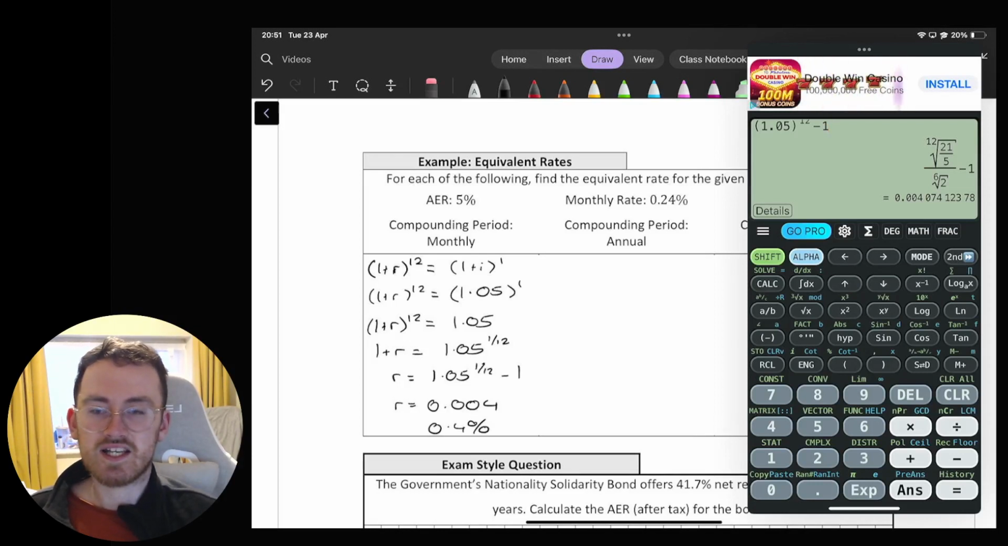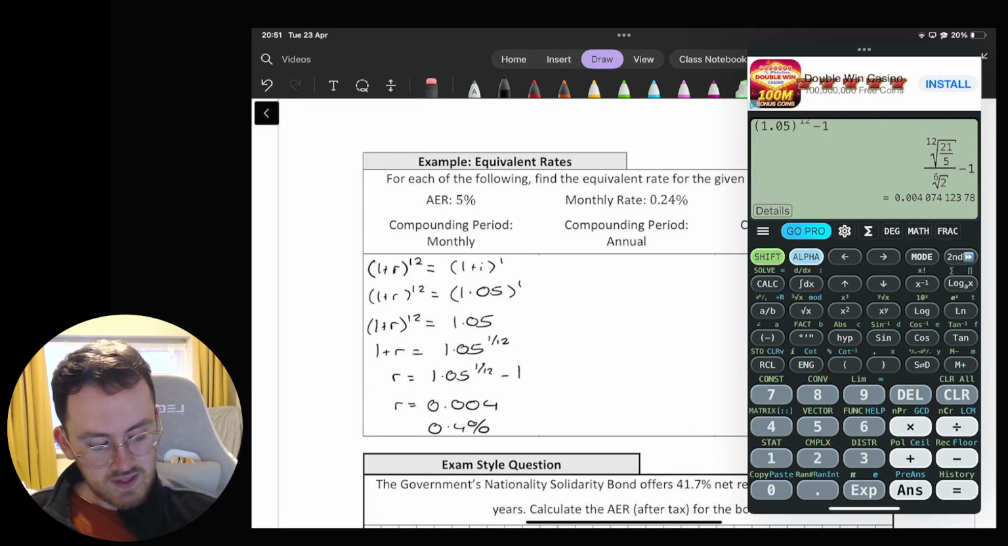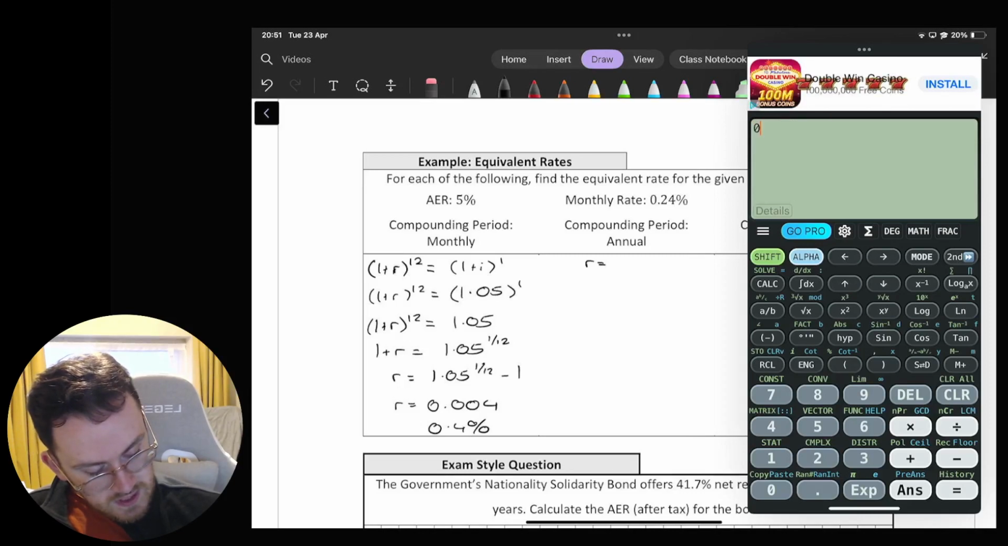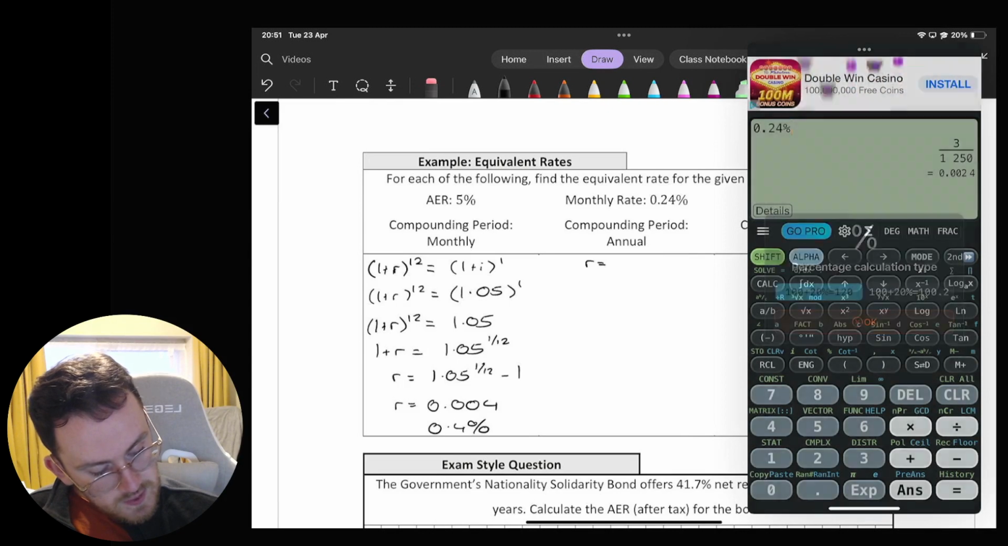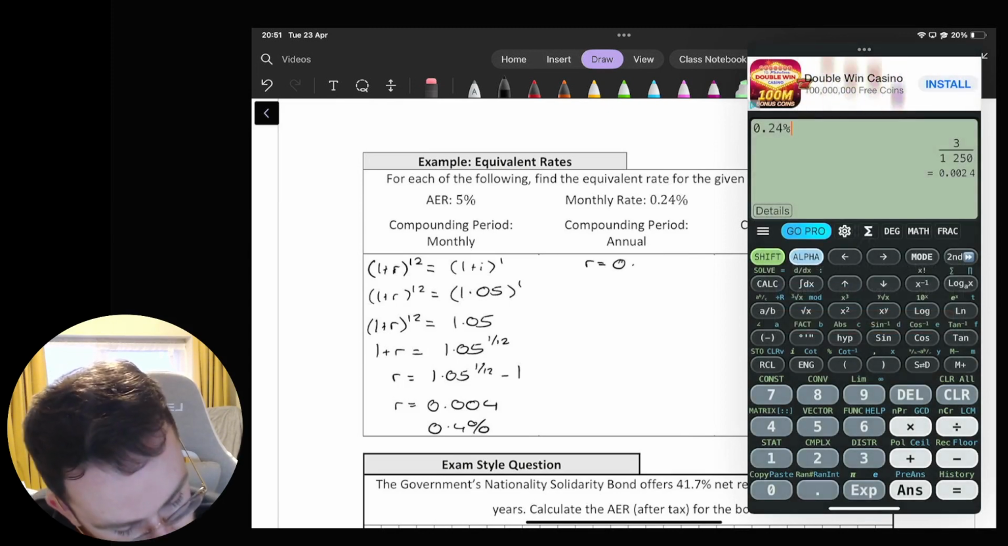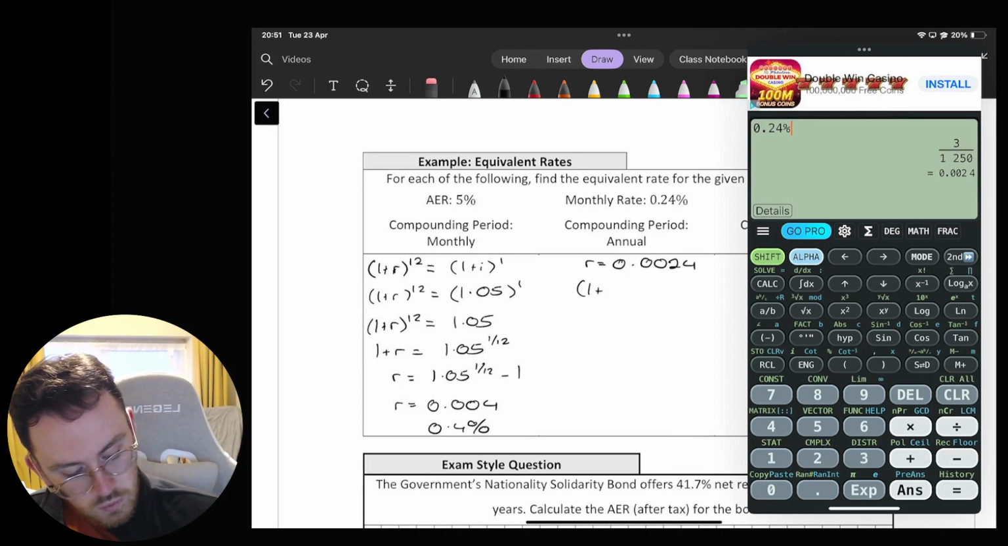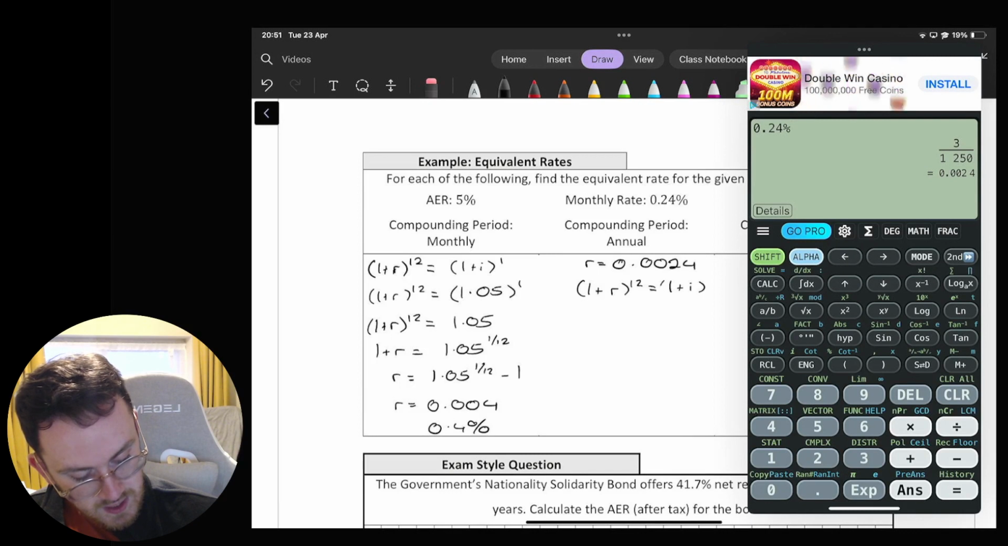If it's 4% annually, it's less than 1%, less than 0.5% monthly there. A monthly rate of 0.24%, so let's count that. If we're unsure, we could type it straight into our calculator, 0.24%, just to see what that gives me. And that gives me 0.0024. So 1 plus r for 12 months is the same as 1 plus i for 1 year.